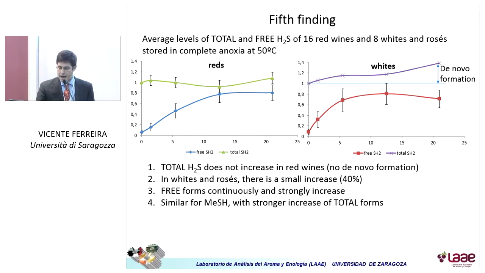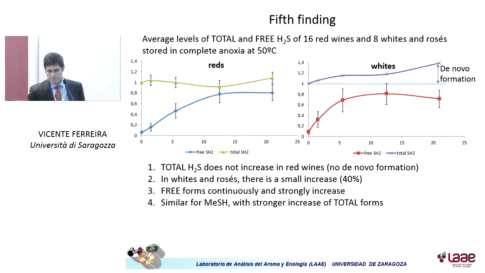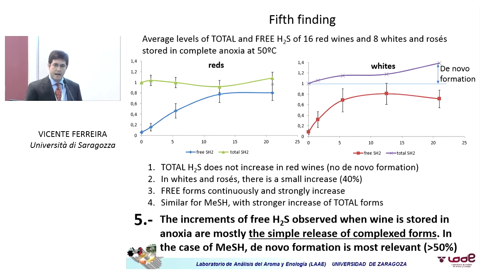And exactly the same happens to methanethiol, in this case with a stronger increase of total forms. E il comportamento del metantiolo è analogo con un aumento ancora maggiore delle forme totali. So what this means is that the increments of free hydrogen sulfide that we observe while wine is stored in anoxia are simply the release of complex forms.